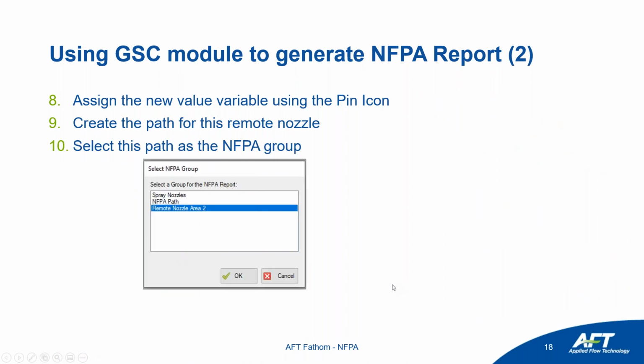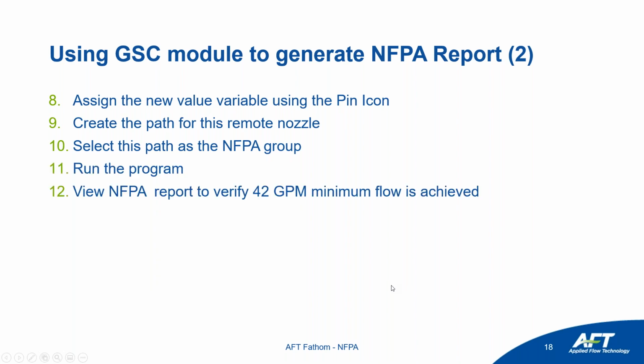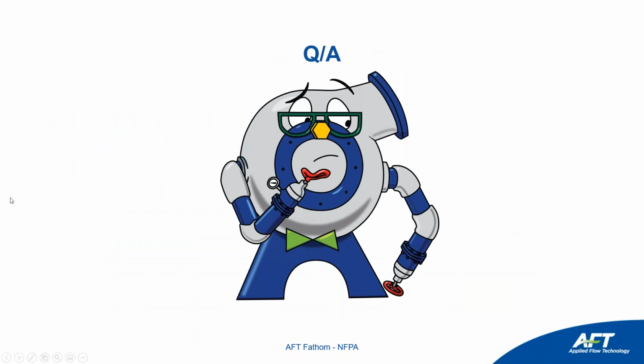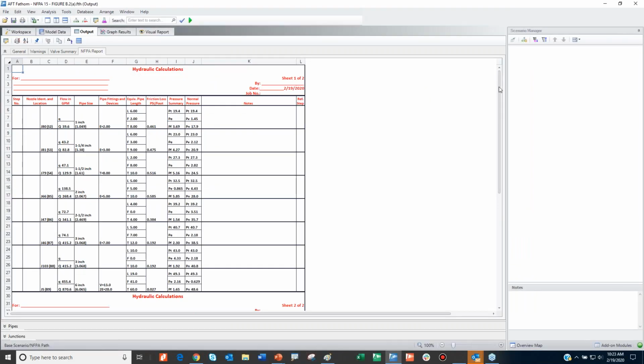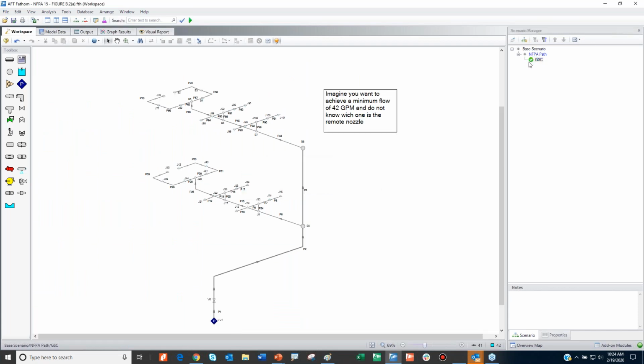We call it remote nozzle area 2. We run the program and we make sure that the remote nozzle has 42 gallons per minute as specified by the design requirements. So let's see in an example here, step by step, how to use the GSE Module to help us in the design.